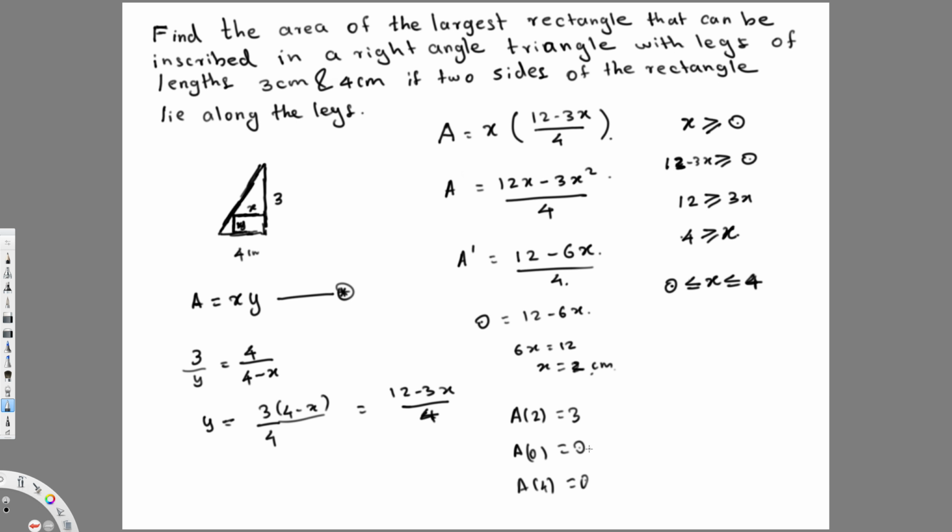Therefore we know these two are going to be my absolute minimum, because this is the lowest number. So these two are the absolute minimum, and this is the absolute maximum. Our question is asking for the largest rectangle, so we need the absolute maximum. Therefore this is my final answer. The largest area of the rectangle is 3 centimeters squared.